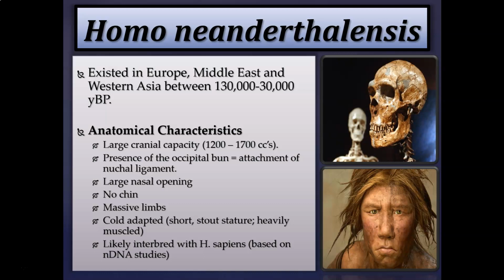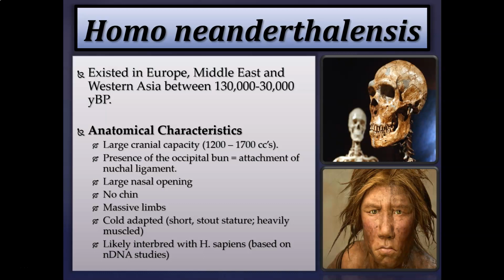So the majority of Neanderthal fossils that we see in the fossil record are uncovered in sites in Europe, the Middle East, and Western Asia between about 130,000 to as recently as 30,000 years before present. Anatomical features: very large cranial capacity, the largest that we've seen so far, between 1,200 to about 1,700 cc's. The cranial capacity of Neanderthals is on average slightly larger than what we see in modern humans, Homo sapiens, but Neanderthals in general are more robust. They have larger skeletal anatomy, thicker postcranial bones, and are generally more muscular than Homo sapiens.